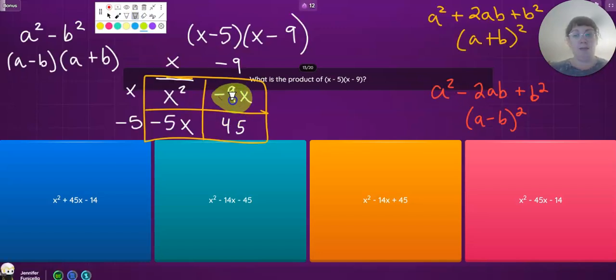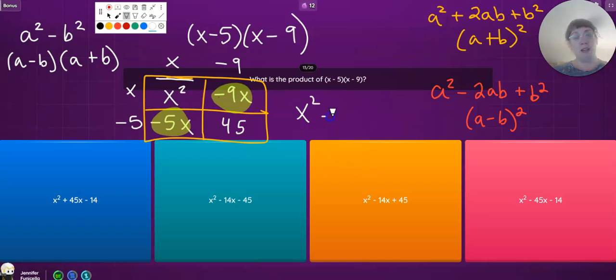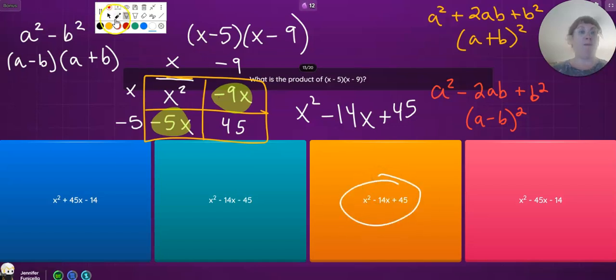We can combine these two terms. So we get x squared, negative 9x minus 5x. So we would just do negative 9 minus 5 is a negative 14x, and then plus 45 right there. Beautiful.